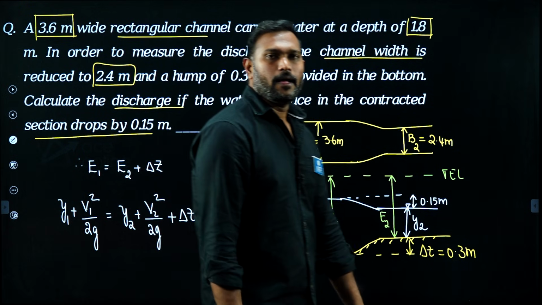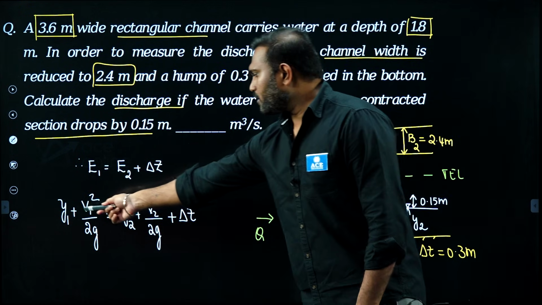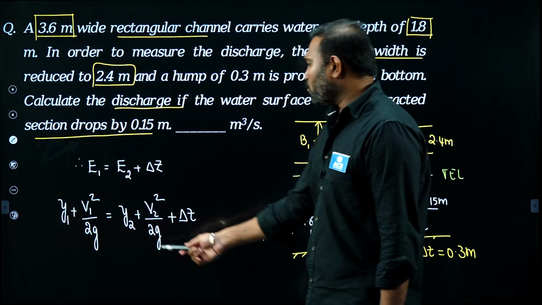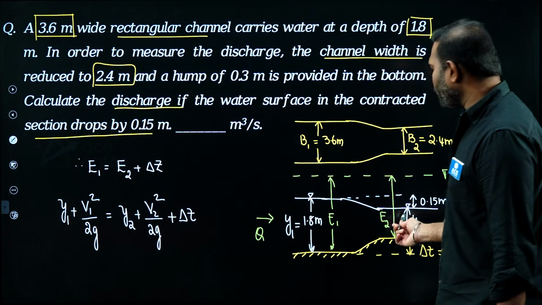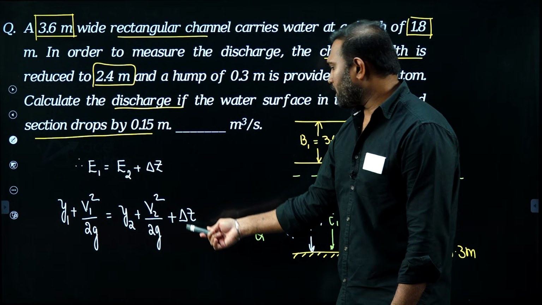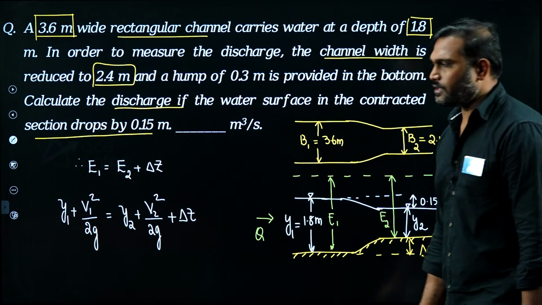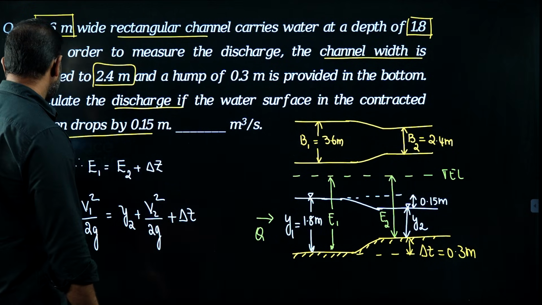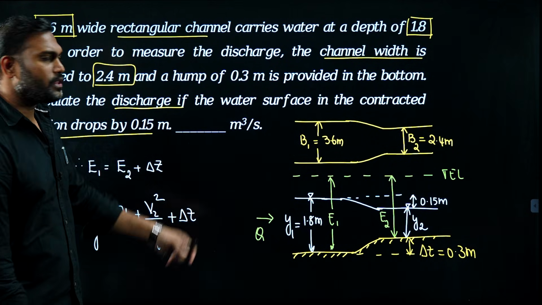Okay. Now I have y1, right? What is y1? 1.8. I have y2, then I need to find out the y2 value. And I have delta z. What is the delta z? 0.3. You see the figure carefully. How to find out the y2 value?